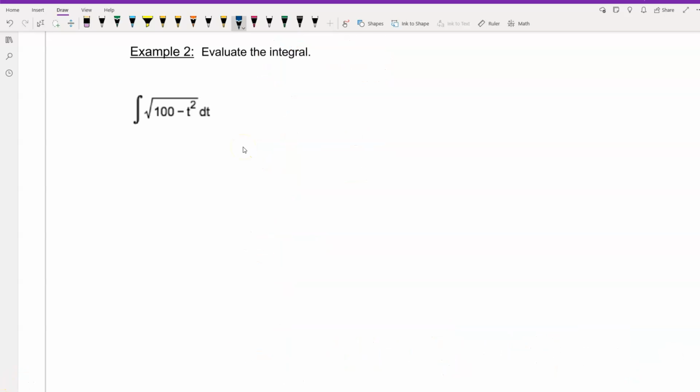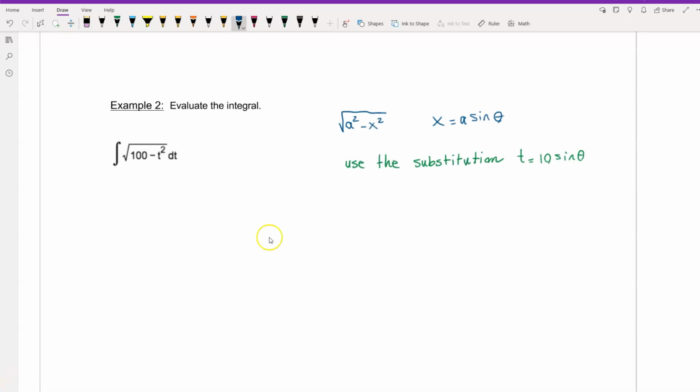Evaluate the integral, integrate square root of 100 minus t squared times dt. So in this case we have square root of 100 minus t squared, and we're going to use what we had for this part, square root of a squared minus x squared. So in that case x is equal to 8 times sine theta. So based on this, what we have here on this part for a, this is 100, so that is 10 squared. So 10 squared minus t squared.